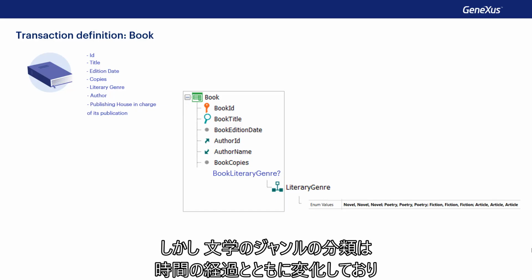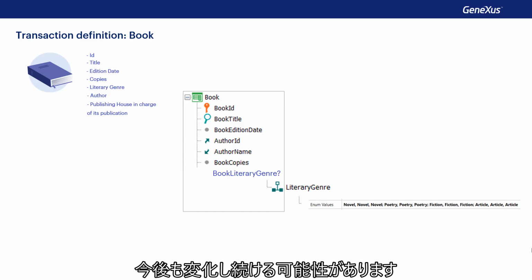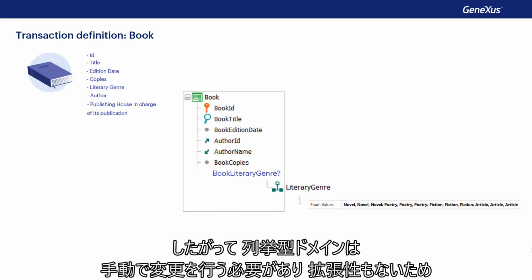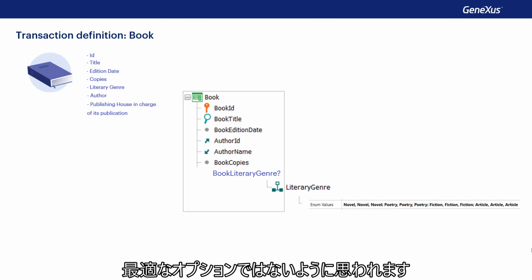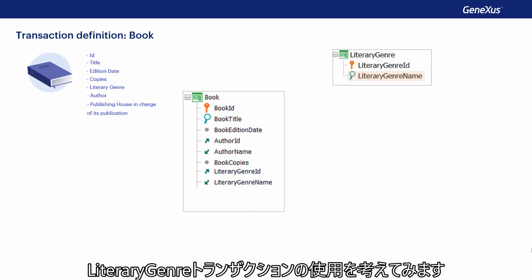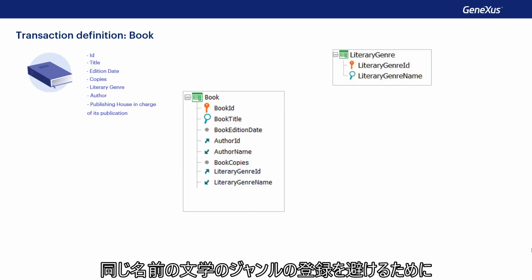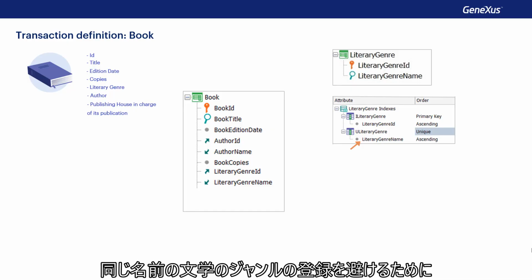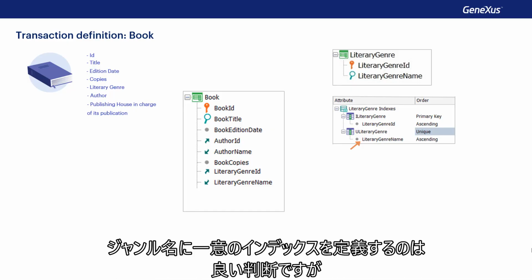But the categorization of literary genres has been changing over time, and is likely to continue to do so. So the enumerated domain doesn't seem to be the best option, as changes would have to be made manually, and it would not be scalable. We can consider a literary genre transaction with these attributes: literary genre ID, and literary genre name. It's a good decision to define a unique index on the name of the genre, in order to avoid the registration of literary genres with the same name.